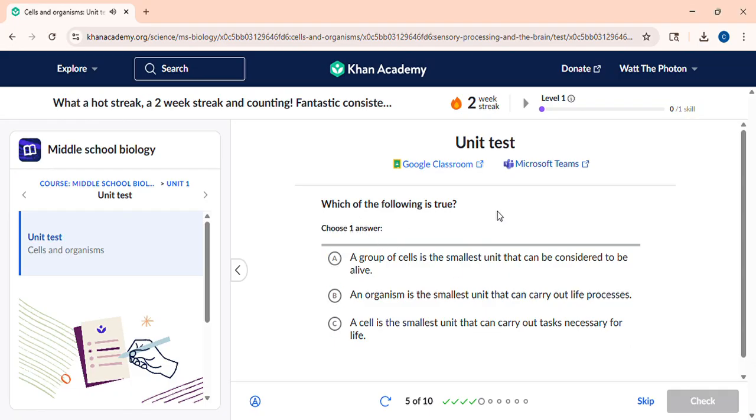Which of the following is true? A group of cells is small and can be considered alive. Well, a group of cells. An organism is the smallest unit. The cell. A group of cells is, so A has to be wrong.